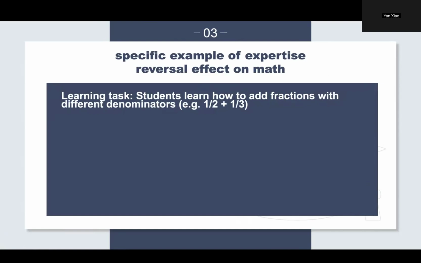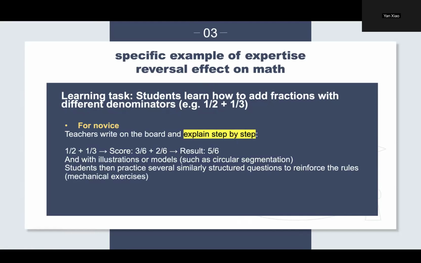The learning task is that students learn how to add fractions with different denominators. Let's start with novice learners. At this stage, students are still building basic understanding, so we need to give clear and structured guidance. For example, when teaching fraction addition like 1/2 plus 1/3, I will write it on the board and walk them through it step by step.